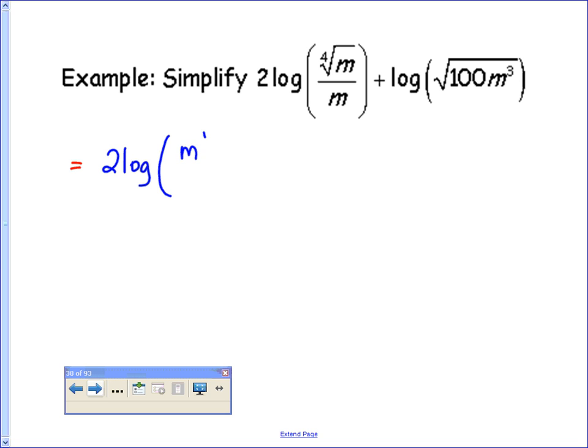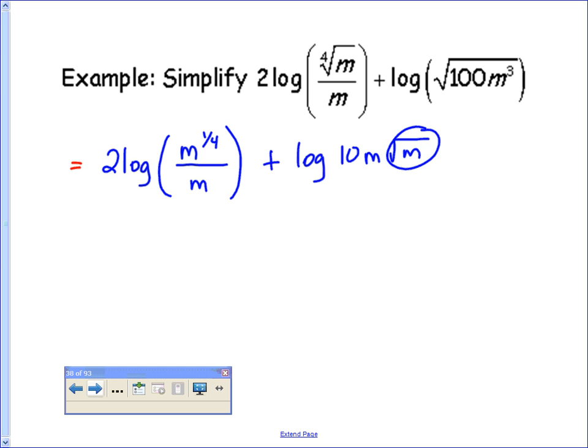So that's going to be m to the 1/4 over m, and I notice that I can do some simplifying there in a minute, right? Plus the log, and the square root of 100, I know is 10, and then I can take out an m, and I'm left with an m in there. Okay, so I said I was going to do this without square roots, so this m right here can be rewritten as m to the 1/2. So basically what I have is m times m to the 1/2, and at the same time, let's take this 2 and put it here.